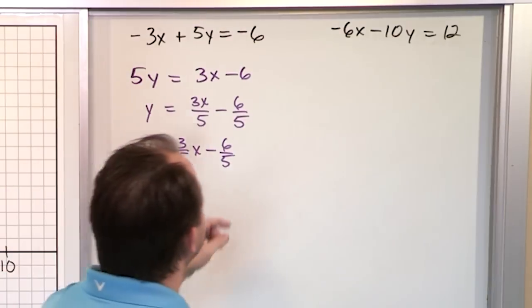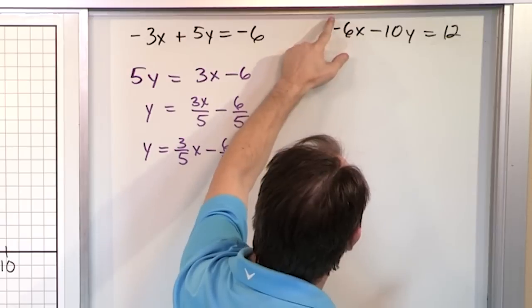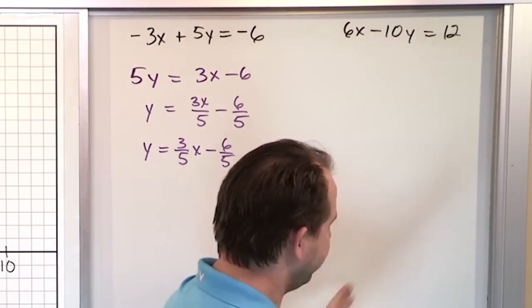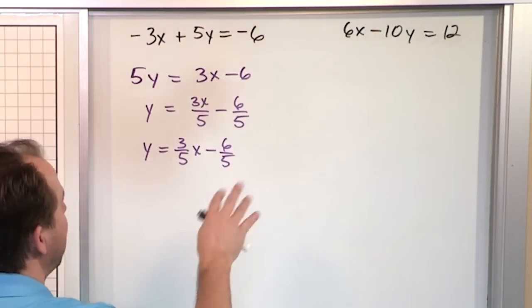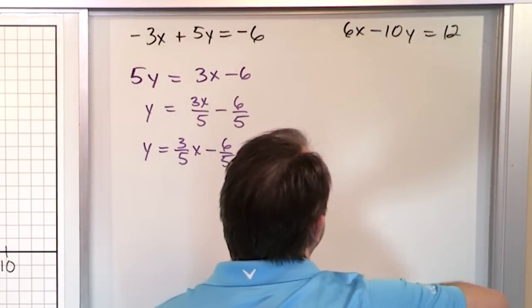Well, I'm human too, and I made a mistake. Actually, I didn't make a mistake in any of the math here. But when I wrote the problem down, this should be 6x minus 10y is 12. I'm sorry about that. It's just a small change to the problem. Same thing. We have two equations. We've solved this guy. Now let's go and solve this guy.